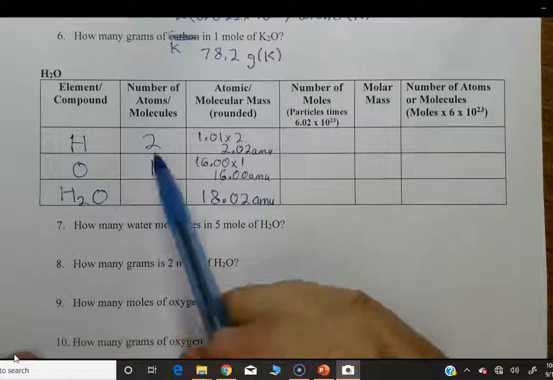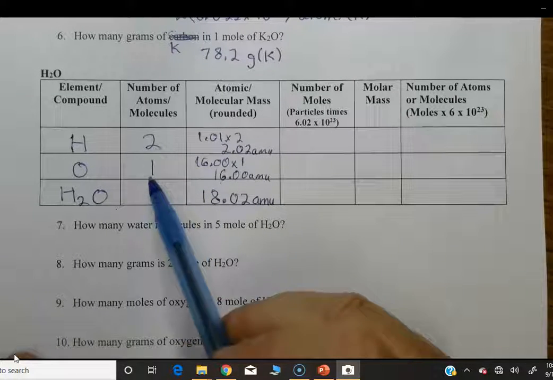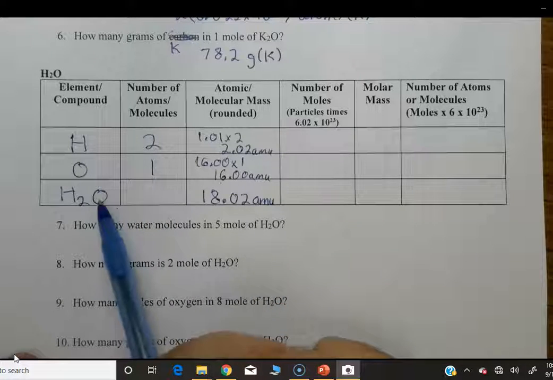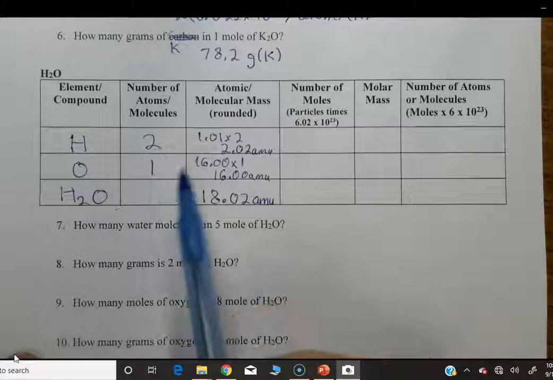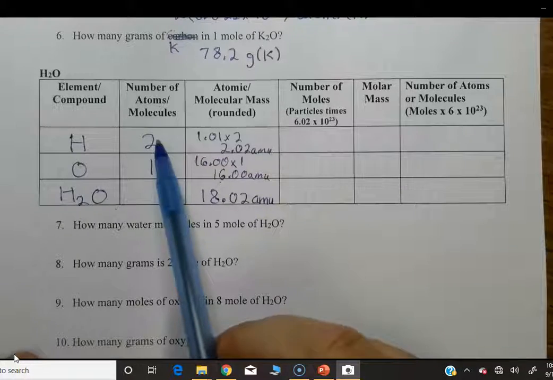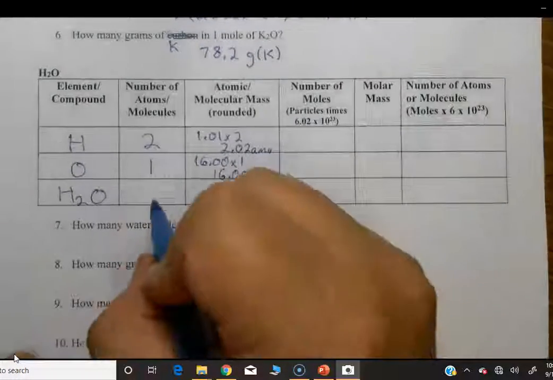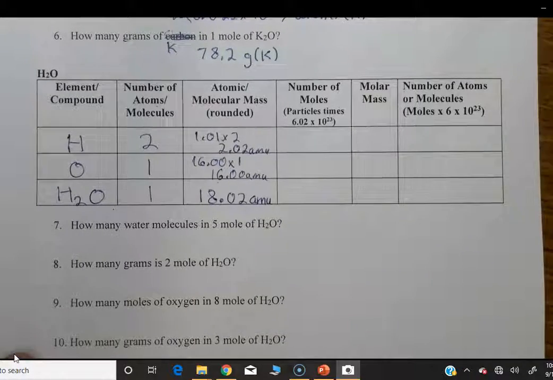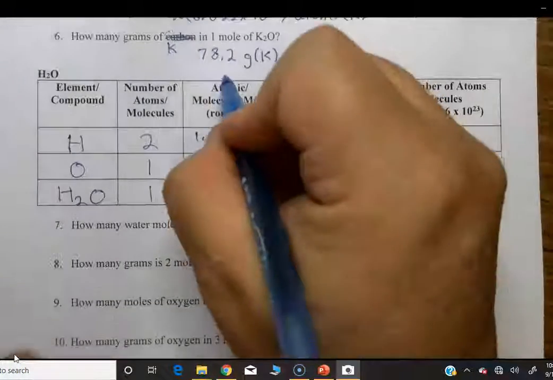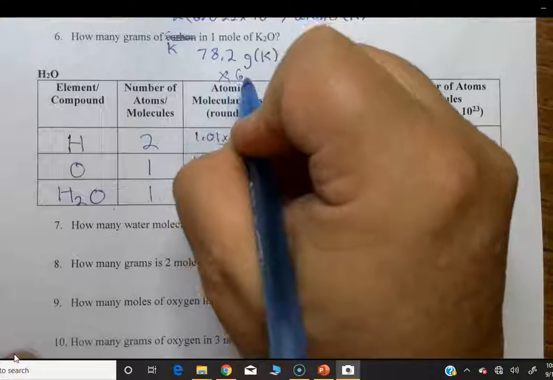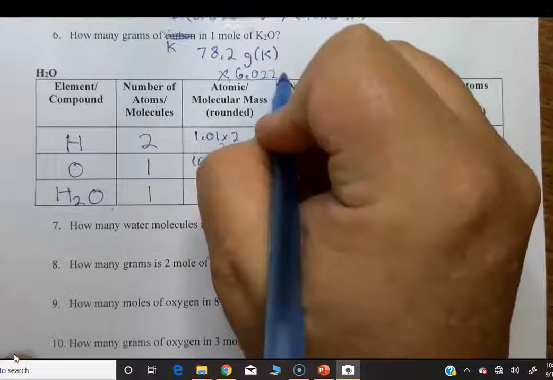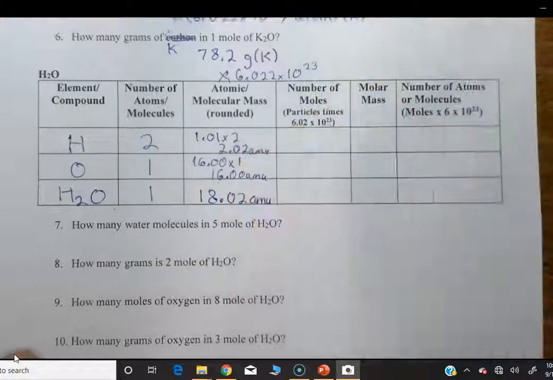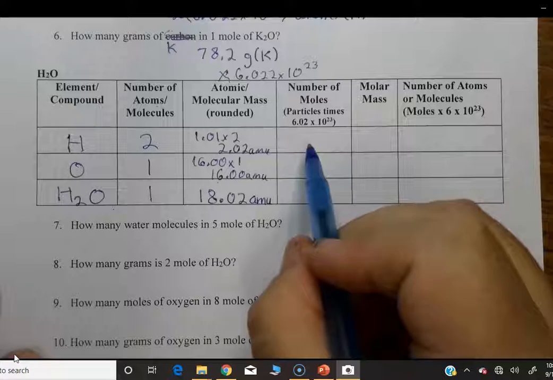And by the way, how many molecules of water does that make? These two are in atoms because they're each individual atoms, but this is a molecule. So how many do you have? Again, a motorcycle has 2 wheels and 1 motor gives you 1 motorcycle. So there's 1 molecule of water. Okay. All right, now moles. We're going to multiply by, I'll just put it right here, times 6.022 times 10 to the 23rd, that standard batch of atoms or molecules, and that's going to give us this number.